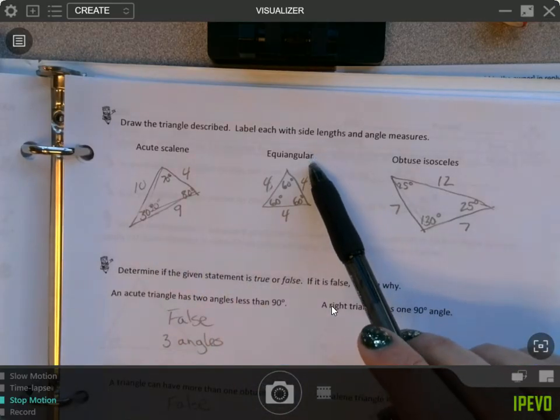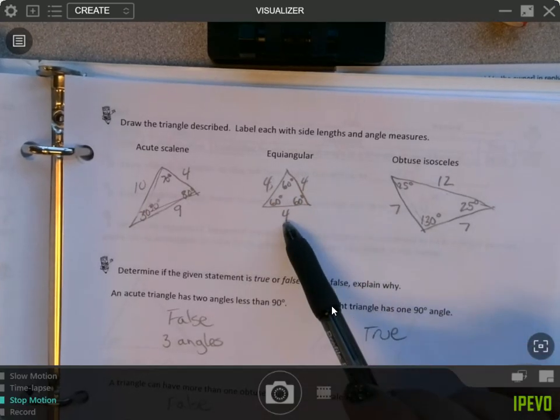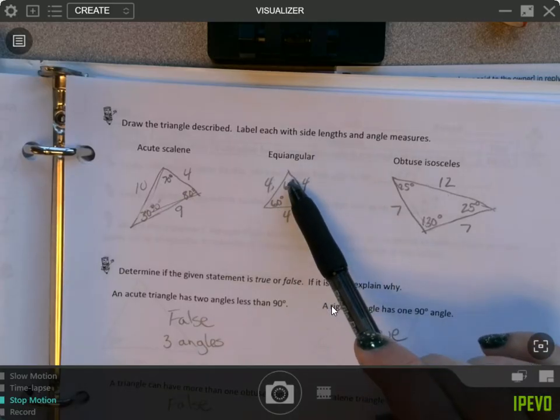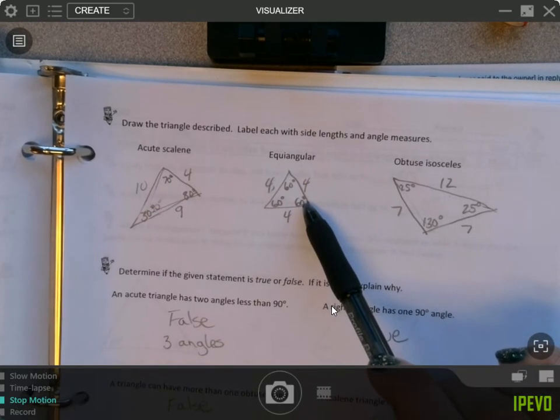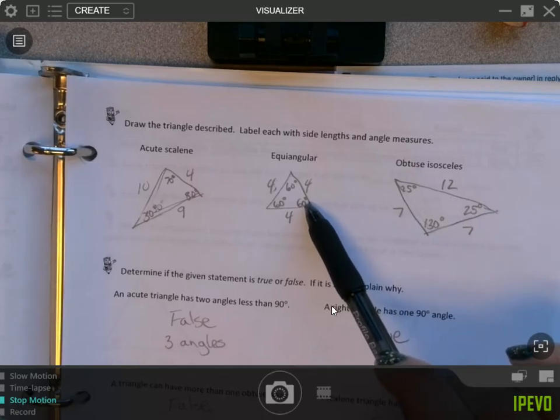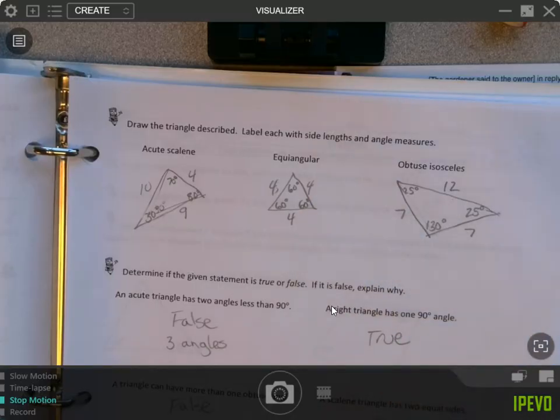Here it's equiangular. Because it is equiangular, each side length is the same measurement. And because all of the sides are the same measurement, we know all of the angles are going to be the same measurement. And it must be 60 degrees because 60 plus 60 plus 60 is what equals 180.